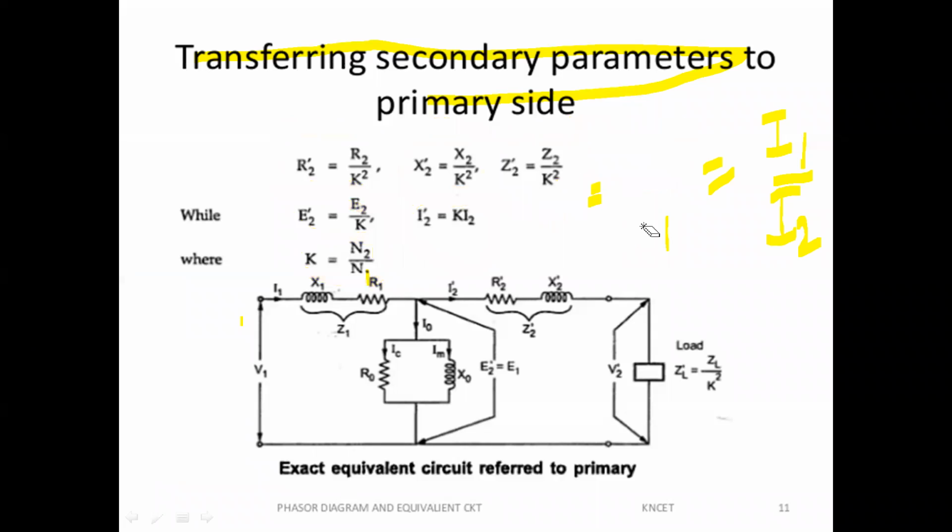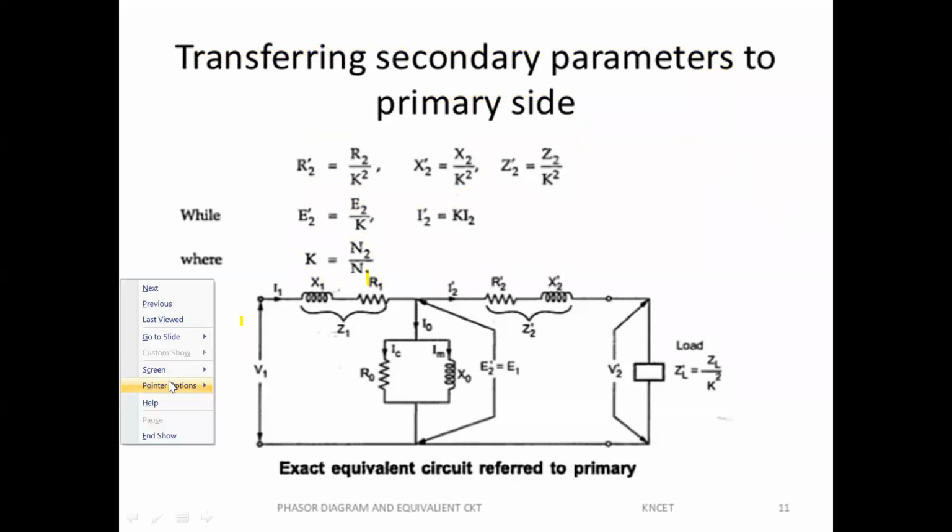In this manner, we transfer the secondary parameters into the primary side. Resistance components, that means resistance, impedance, reactance, are divided by K square. Voltage component by K, current component multiplied with K. So these are the primary components.